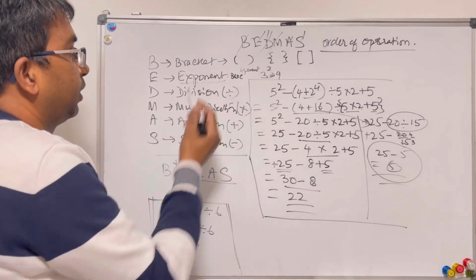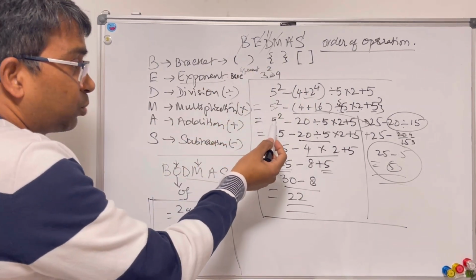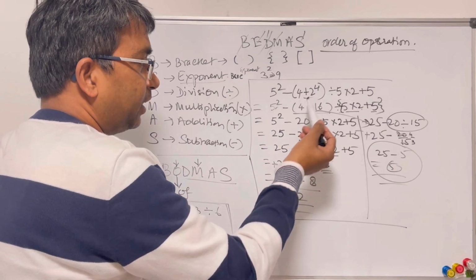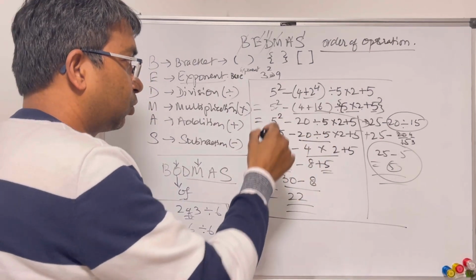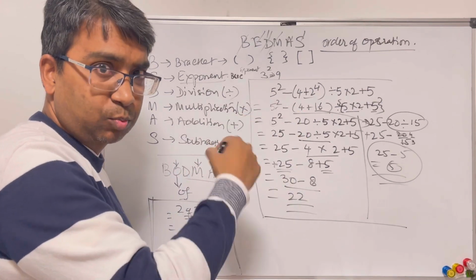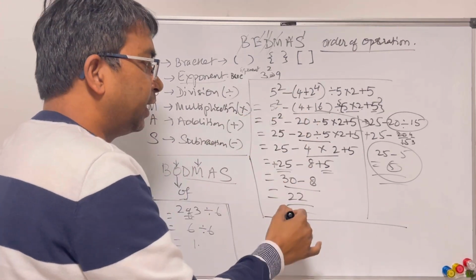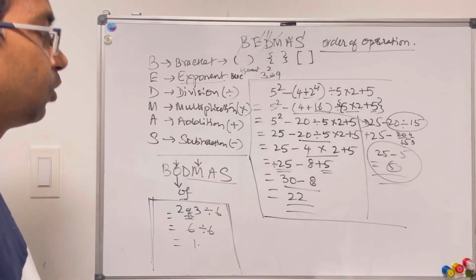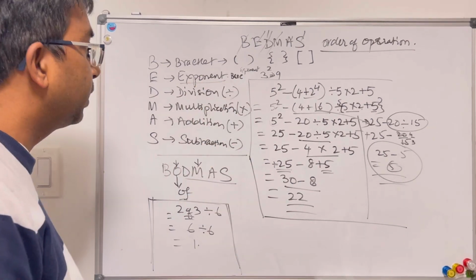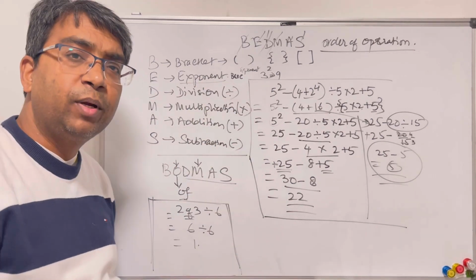BEDMAS, where E is exponents. E is exponent, but exponent can be handled any time as well, because exponent is something which is multiplied by itself. So there is no operation happening between the exponents. So you can do it independently as well. But as per the rule, let's follow the BEDMAS process to follow any solution. Okay, I hope you understand the equation now, BEDMAS.